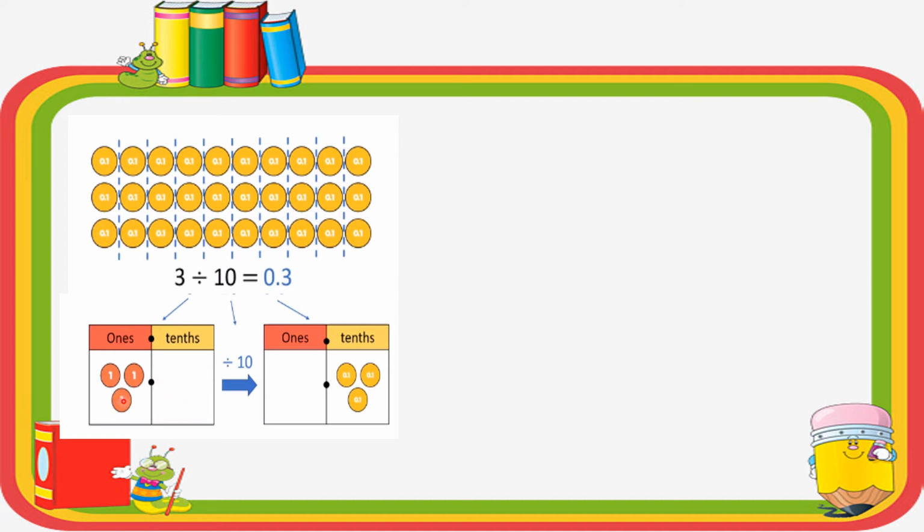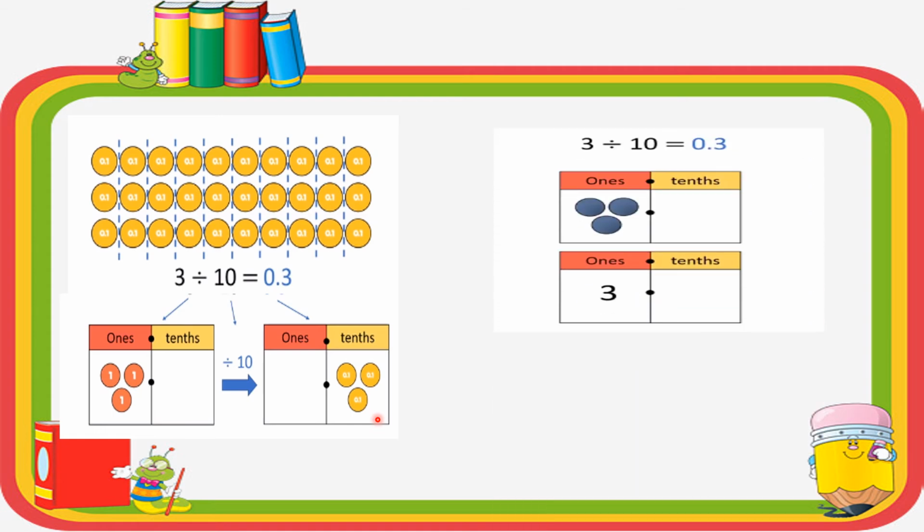So all these 1 moves to the tenths, 1 place to the right. So we have 1, 2, and then 3, and it comes over here to become 0.1, 0.1, 0.1. Remember, 1 divided by 10 is 0.1. So altogether our answer would be 0.3, like we have here.